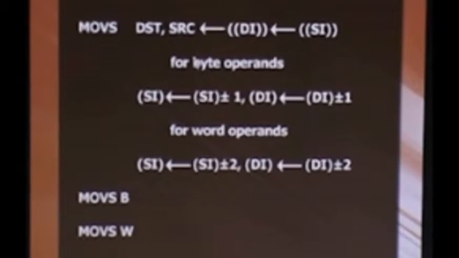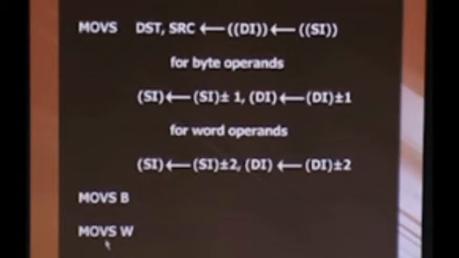Now, for byte operands and for word operands, the execution is slightly different. After moving, for byte operands, SI is incremented or decremented by 1. Similarly, DI is incremented or decremented by 1 based on other parameters, which we will discuss later. In the case of word operands, SI is incremented or decremented by 2, and DI is incremented or decremented by 2. The incrementation or decrementation depends on the direction flag. The same instruction can also be written as MOVSB for bytes, MOVSW for words.